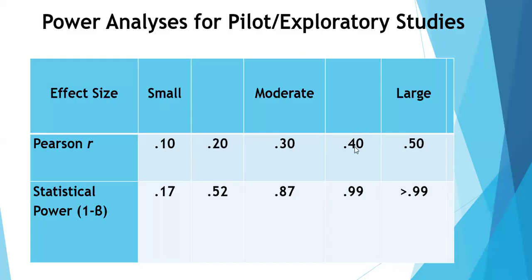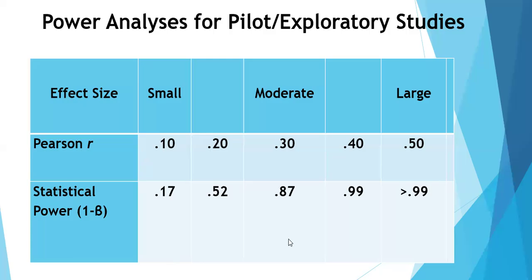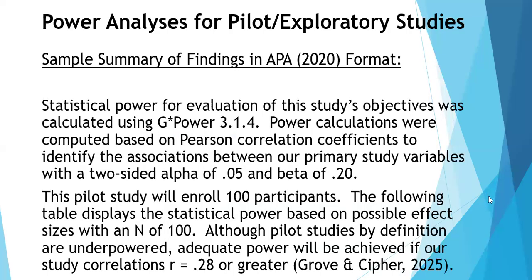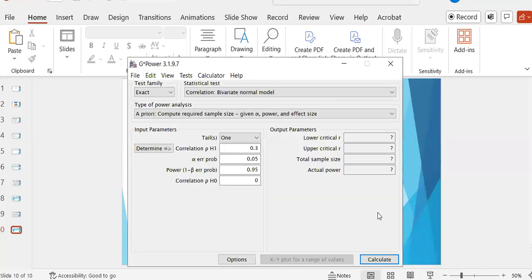And you can see at a Pearson R value of 0.4 that statistical power far exceeds our goal when you have a sample size of 100. In fact, even a moderate R of 0.30 will exceed the power requirement of 0.80. If you noticed at the very bottom of this example, adequate power will be achieved if our study correlations are at R of 0.28 or higher. How did I do that? Well, I'll show you how to do this in G-Power.